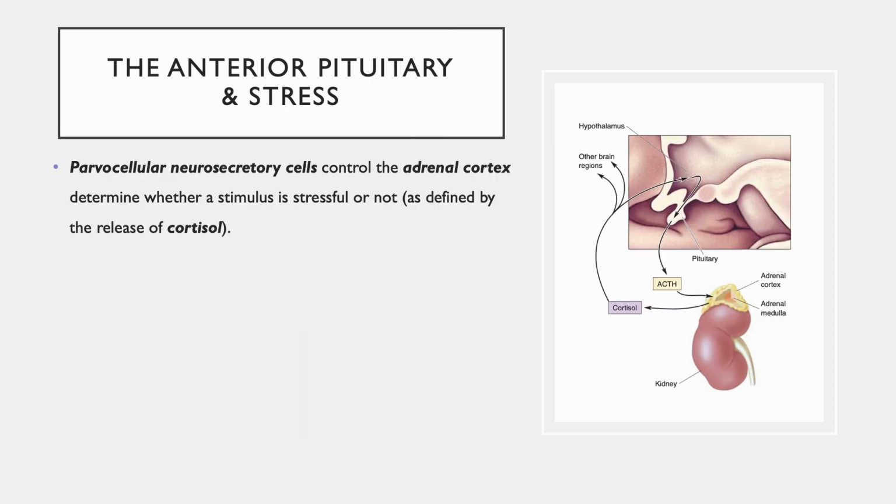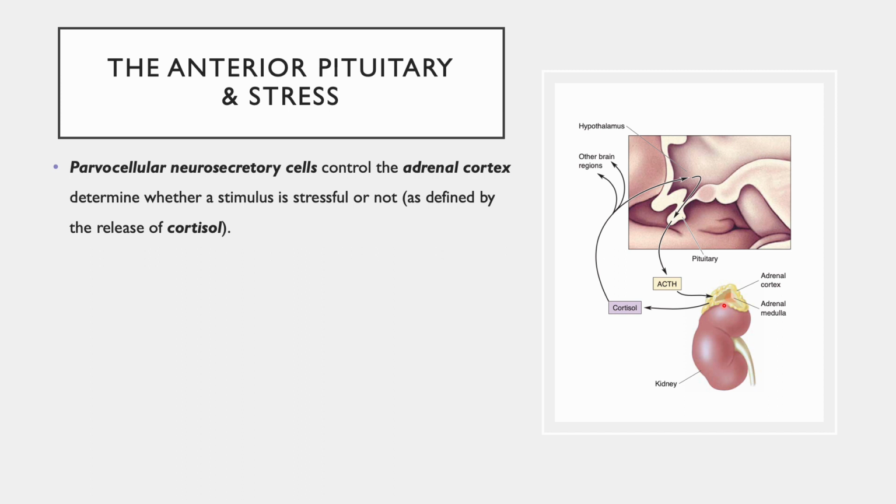As I noted previously, the parvocellular neurosecretory cells in the paraventricular zone of the hypothalamus are connected to the cells in the anterior pituitary gland. So the hypothalamus is commanding the release of different hormones from the anterior pituitary. The anterior pituitary is also connected to the adrenal cortex on the kidneys. As shown right here, this is the adrenal medulla and adrenal cortex on top of the kidney.